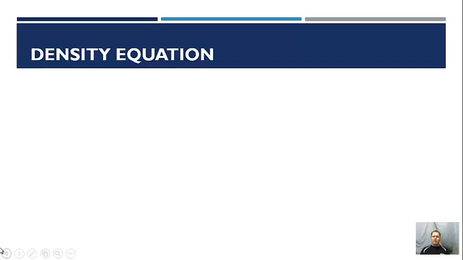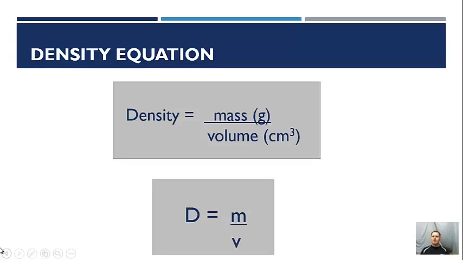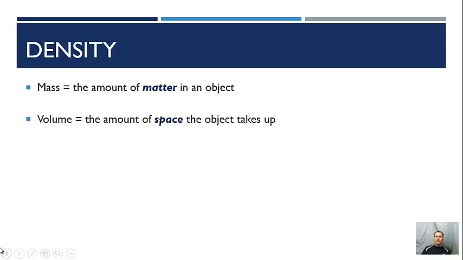So let's look at the equation for that. We said density is mass per volume. Generally, we're going to measure the mass in grams and volume in either centimeters cubed or milliliters, depending on whether it's a solid or liquid. So if we write this out in equation form, D equals M divided by V. Well, let's talk about how mass is the amount of matter in an object. Remember that? How we defined that earlier? Okay. Volume is the amount of space an object takes up.